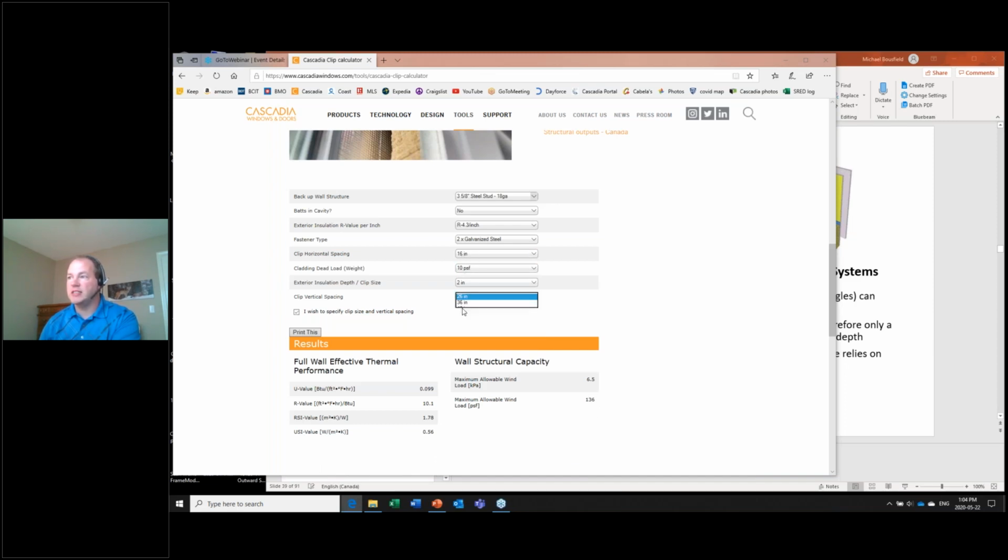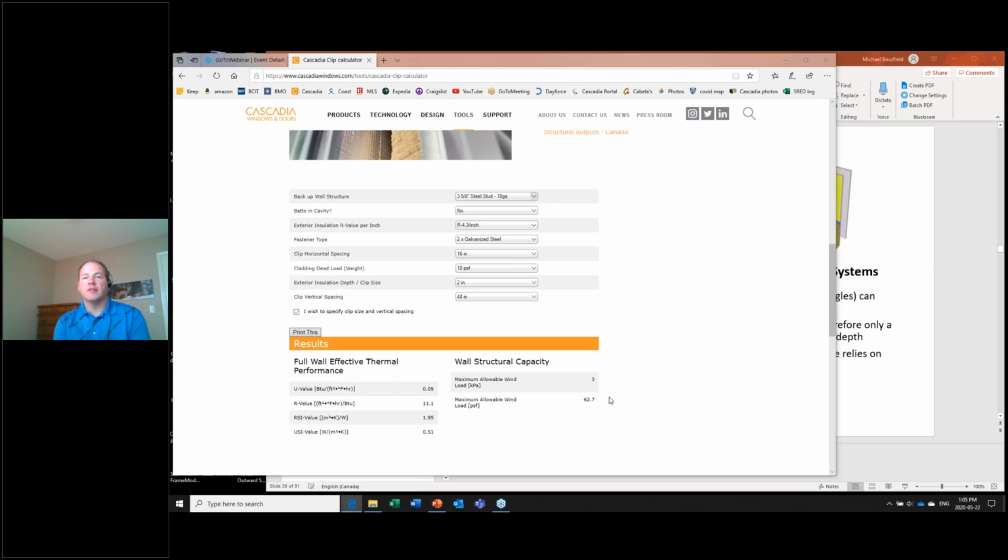For example, 16 by 48-inch spacing would require fewer clips than 16 by 24. And so you play with these spacings and you review the output of the calculator. The output of the calculator includes the thermal resistance of the whole wall and the allowable wind load of the whole wall, while it is already taking into account the weight of the cladding. And so in this way, with a bit of trial and error, you can determine the widest and therefore most economically efficient spacing of the Cascadia clip system.